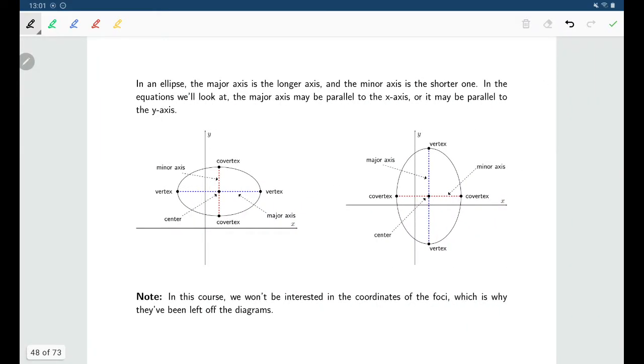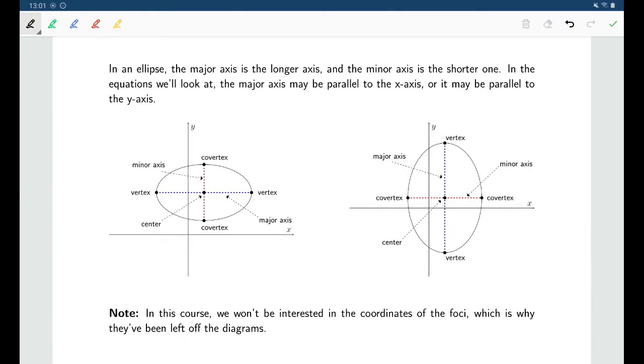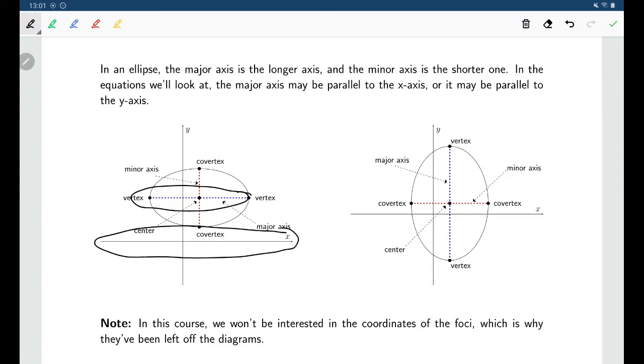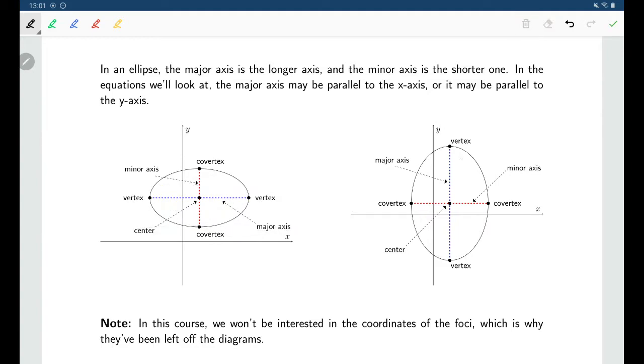Taking a look at this diagram, you can see that there are two basic shapes that we're going to be able to see. One would be the shape where the longer side, the major axis, happens to be parallel to the x-axis. And we have one where the longer side, the major axis, is parallel to the y-axis. We won't be dealing with an ellipse that's tilted on its side like this. We'll only be looking at ellipses where the major and minor axes are parallel to the x and the y-axis in some order.